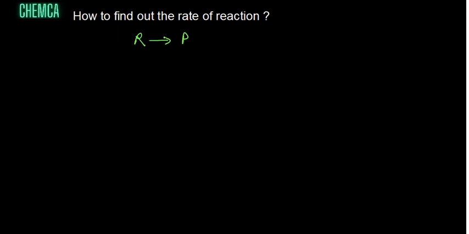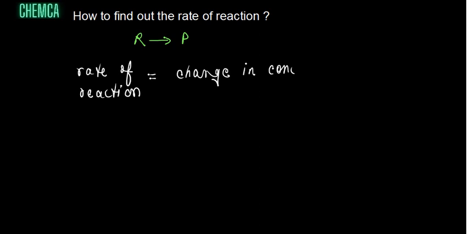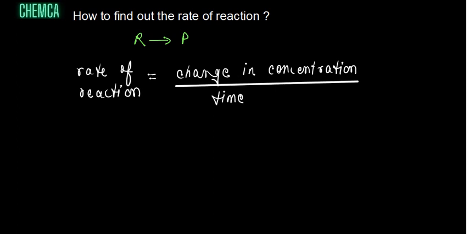So we can define the rate of reaction as change in concentration upon time taken. Means whatever concentration was there initially, what change has happened in that, and for that how much time was required, divided by time interval.